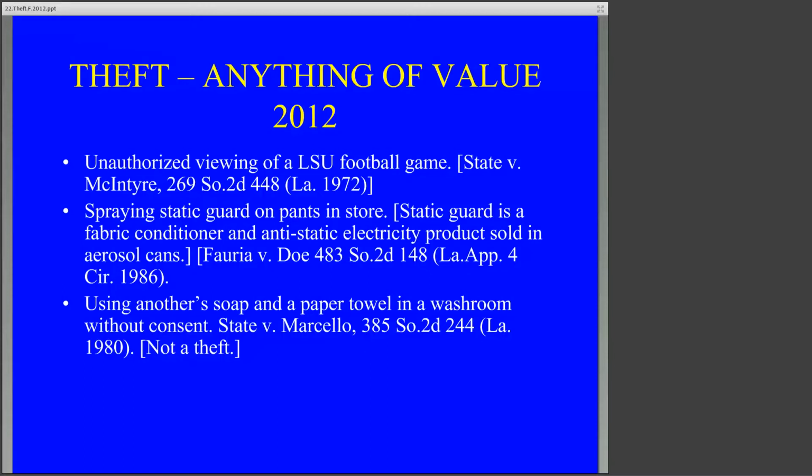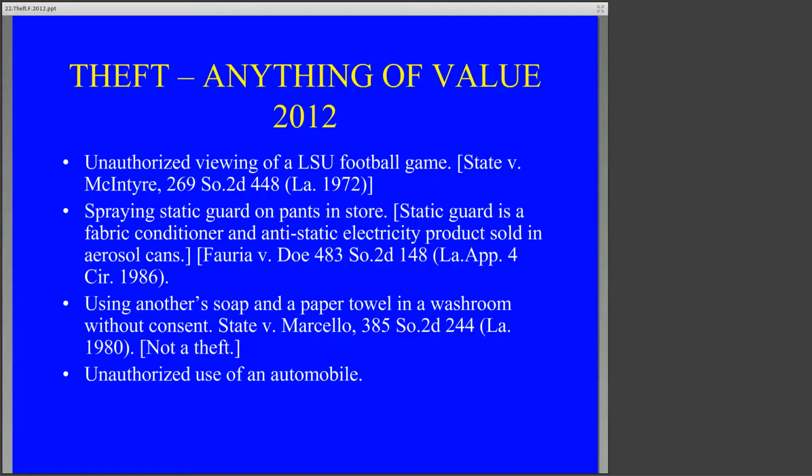Now think about it. The use of Static Guard is a theft, but taking soap and water is not. What is the meaningful distinction between that? Two different courts, one the Louisiana Supreme Court and one the Fourth Circuit, one in 1986 and one in 1980.